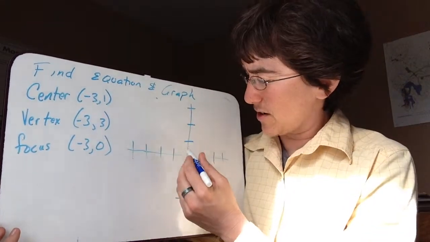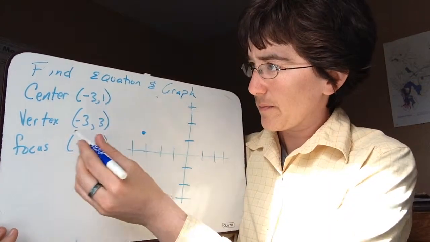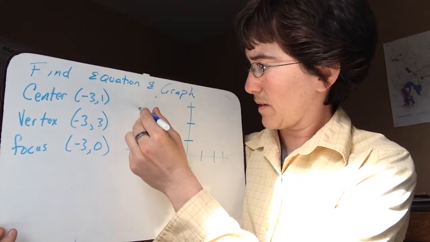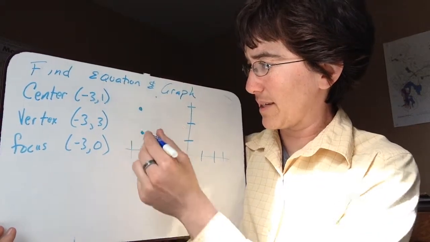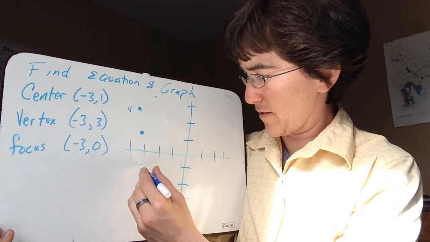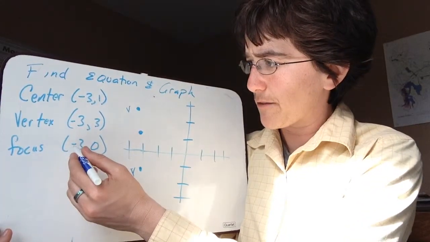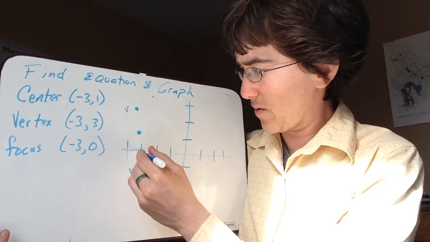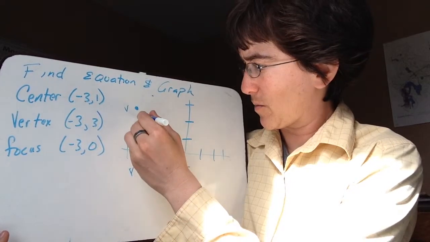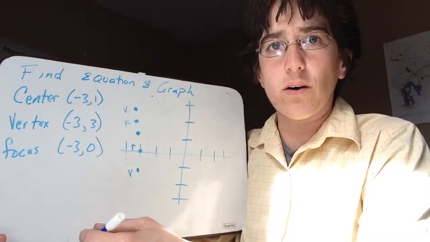So, center at (-3, 1). My vertex is (-3, 3). It's 2 away from my center, which means that my other vertex is going to be 2 away from my center. Put a little V there. I have a focus at (-3, 0), and that means my other focus must be here as well. Symmetry, helping us out.